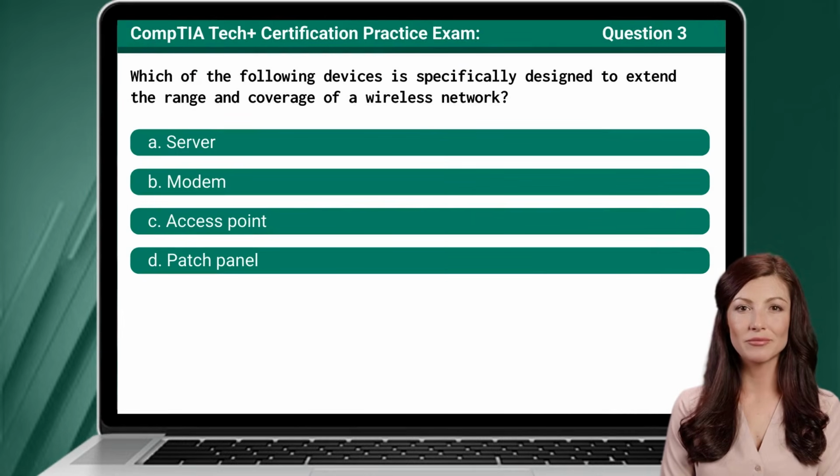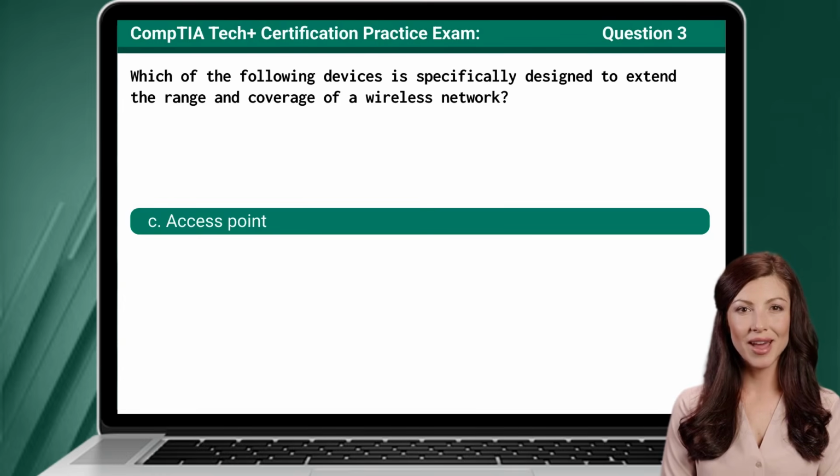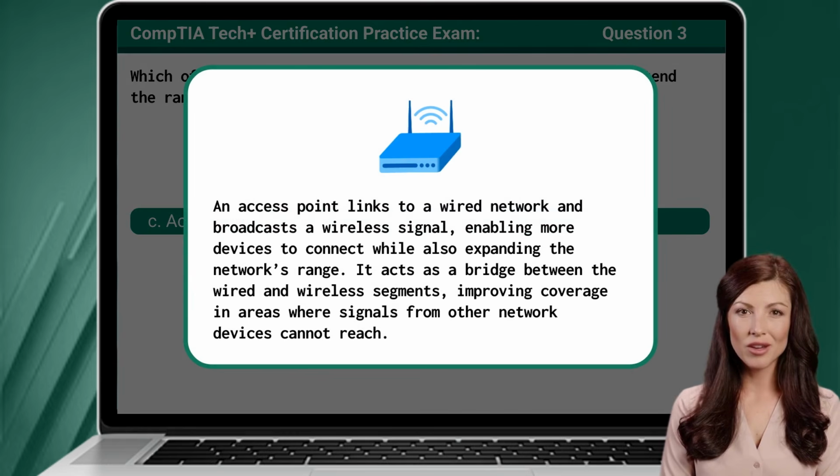Question 3. Which of the following devices is specifically designed to extend the range and coverage of a wireless network? The answer is C. Access point. An access point links to a wired network and broadcasts a wireless signal, enabling more devices to connect while also expanding the network's range. It acts as a bridge between the wired and wireless segments, improving coverage in areas where signals from other network devices cannot reach.